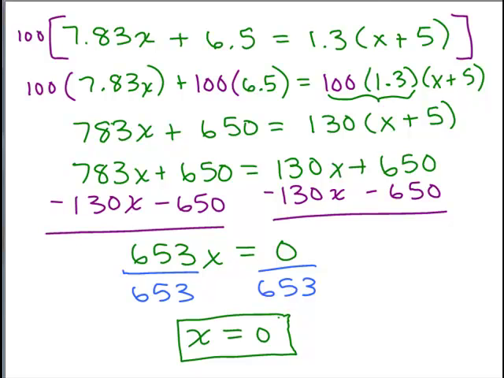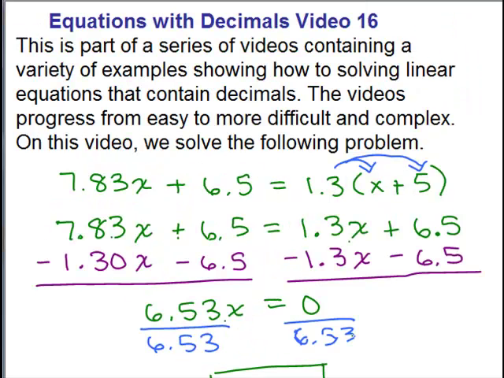Now it turned out, I think in this problem, because we got a 0 on the right side, it wasn't so bad doing it the first way. Let's look back up. Dividing by 6.53, we didn't have to worry about the decimal because 0 divided by any number is going to be 0, so that wasn't too hard. But let's go ahead and check our answer now.